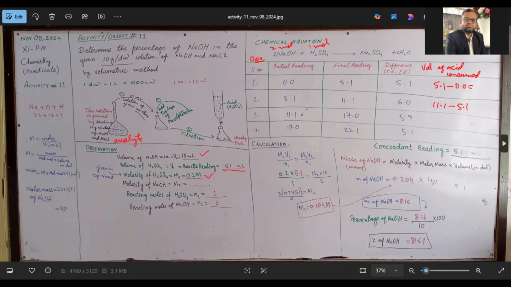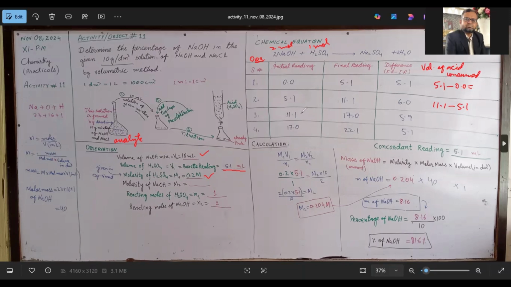Then we conducted another experiment. Remember that whenever you conduct the next experiment, you must wash the conical flask with distilled water and do not need to wipe it. Okay. And never rinse it with the analyte. Okay. Just wash with the distilled water.